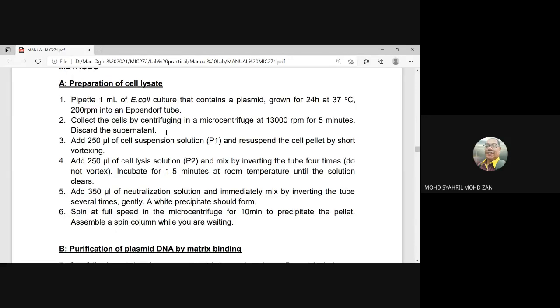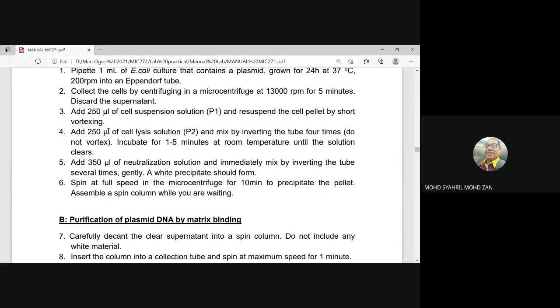Then add 250 microliters of cell lysis solution. We have to break open our cell pellet. This cell pellet represents our E. coli bacteria. In our broth we have all kinds of medium and materials. So the cell pellet represents our E. coli, and that E. coli we have to lyse. How do we lyse? We add 250 microliters of cell lysis solution, or P2.